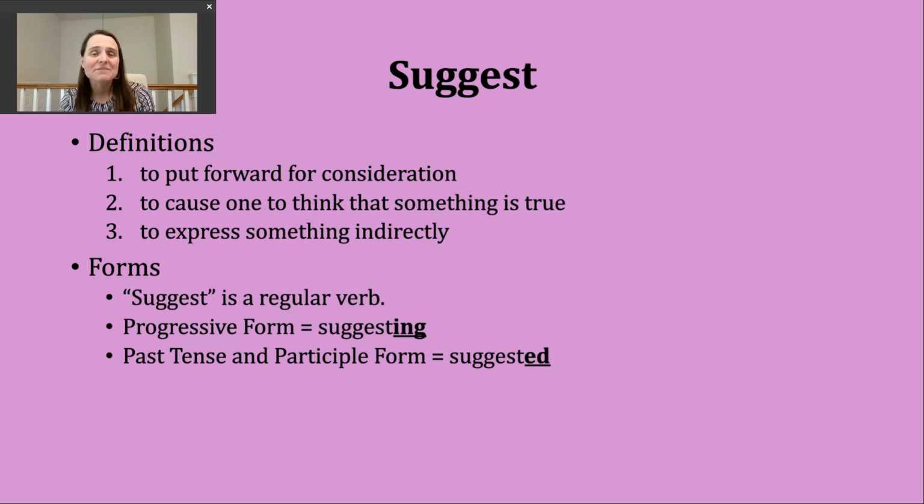ends in a T sound. So our past tense and participle endings are going to make an id sound. And we're going to add an extra syllable to this word as we say it. It should sound like this: suggested, suggested.